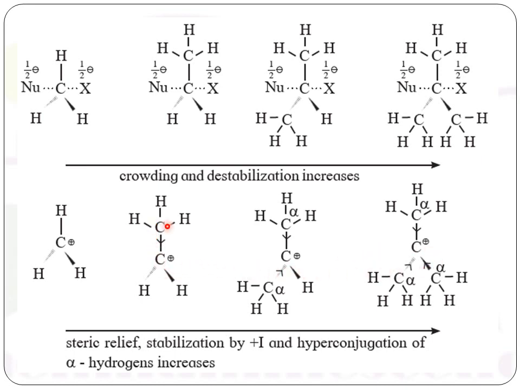Instead of that, the presence of an alkyl group shows a plus I effect which stabilizes this carbocation, and the alpha carbon also shows hyperconjugation. Because of that, the stability of this carbocation also increases. Hence, as we go from methyl to primary, secondary and tertiary, the rate of the SN1 mechanism increases.